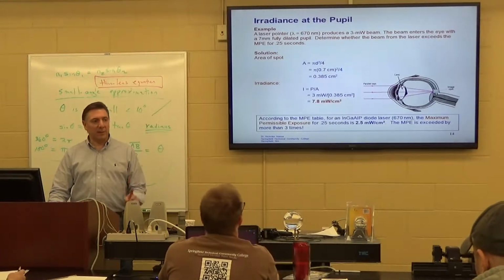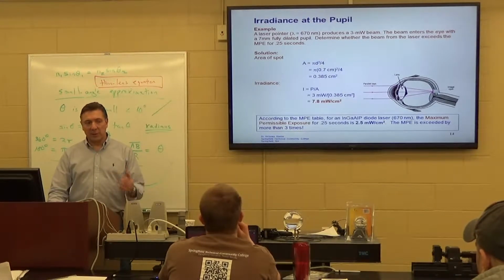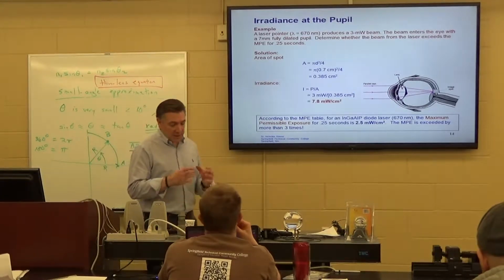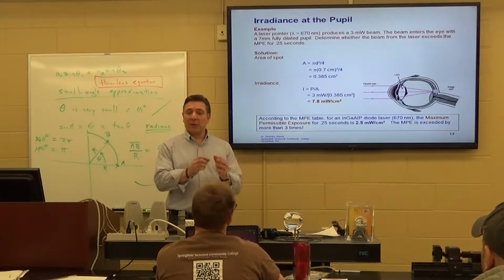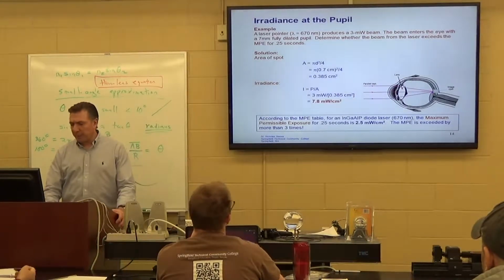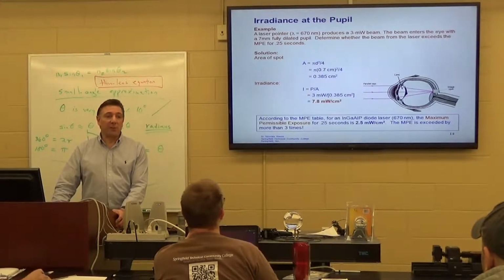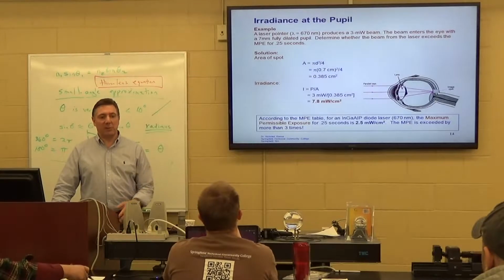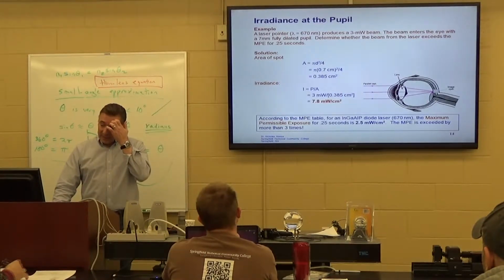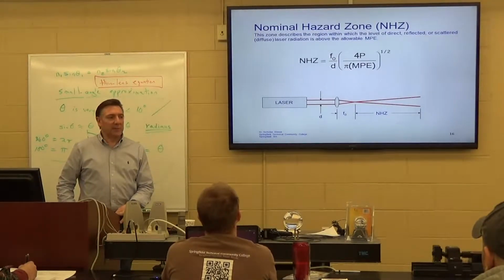And I do have a take-home quiz today, basically one of these problems, just like this. You calculate the irradiance. Irradiance, again, is basically the power density, how much power is concentrated in a certain area of a laser beam. If it exceeds 2.5 milliwatts per square centimeter for visible light, then you have a problem, because that's the maximum permissible exposure for visible light. So know how to calculate the irradiance. We'll do a couple of examples, and this is where we pick up today.